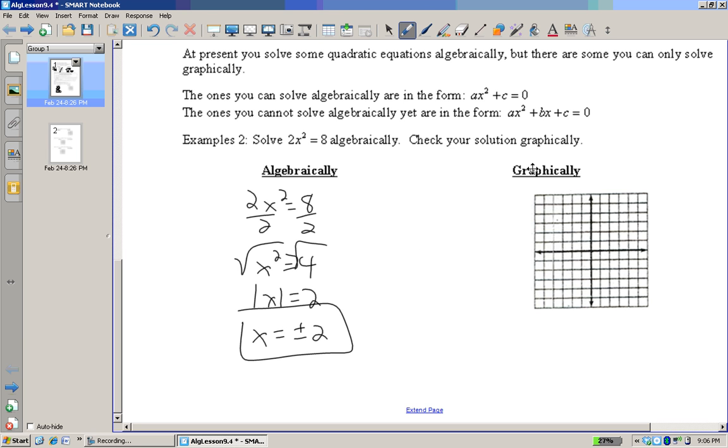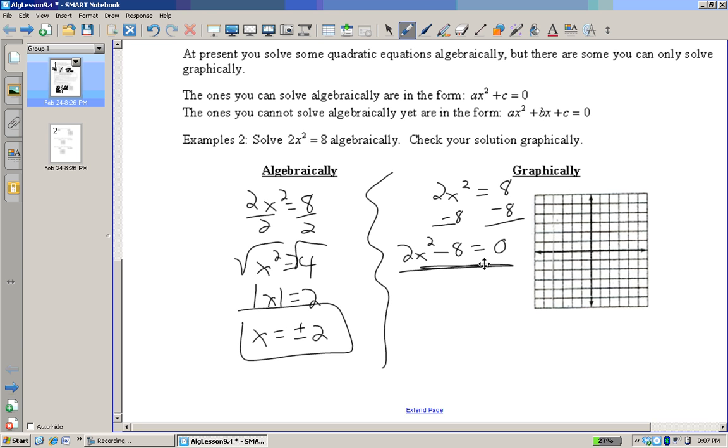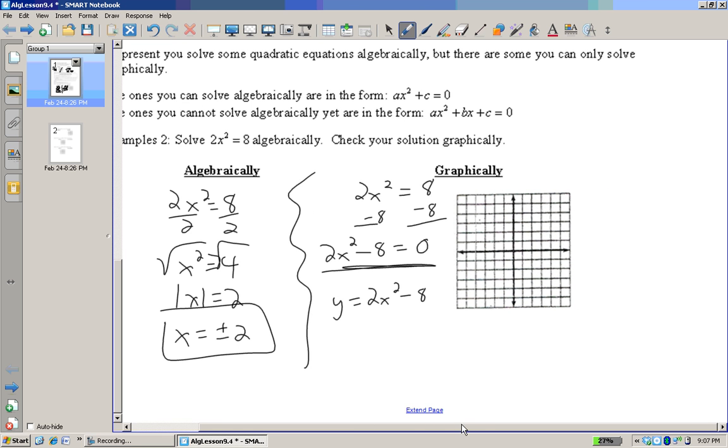Now we want to solve this graphically. To solve this graphically, first of all, we have to get this into standard form. So 2x squared equals 8. We're going to subtract 8 from both sides. 2x squared minus 8 equals 0. This is the main function that I'm dealing with. Now, I'm going to replace the 0 with a y. And now I'm going to try to graph it. Let's extend this into full standard form.